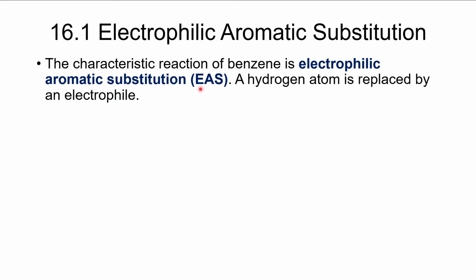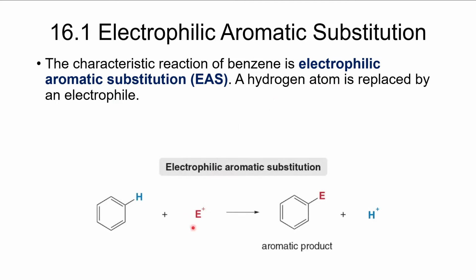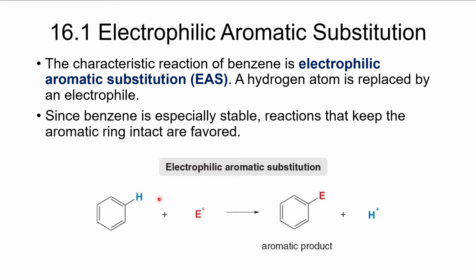You'll see it referred to as EAS. In this process, we'll have a hydrogen atom that is replaced by an electrophile. So we have a good electrophile that comes in and replaces the hydrogen, and then our hydrogen is removed at a later point. Since benzene is especially stable, in order to do this reaction, we need to regenerate the aromatic ring. So it temporarily disrupts the aromatic ring, but then we regenerate that aromatic ring before the reaction is over.